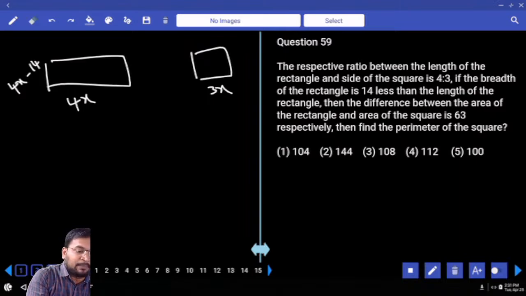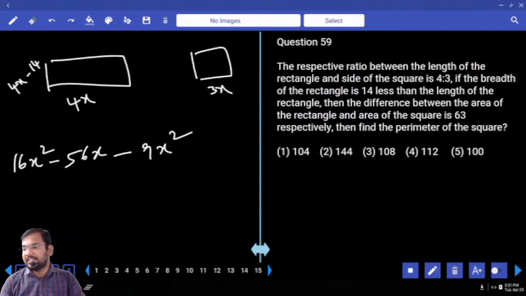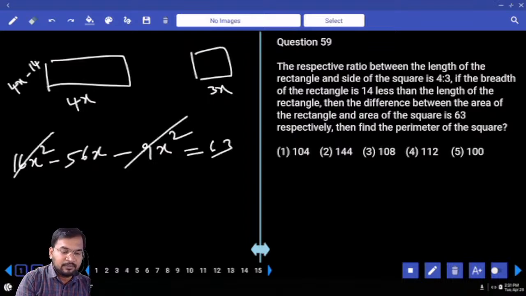Now, the difference between the areas. The area of the rectangle is 4x into 4x minus 14. 4x into 4x is 16x square, 4 into 14 is 56x. The difference is minus the area of the square, which is 9x square. So 16x square minus 9x square is 7x square. 7x square minus 56x is equal to 63.